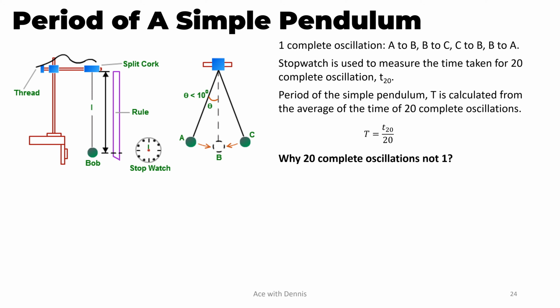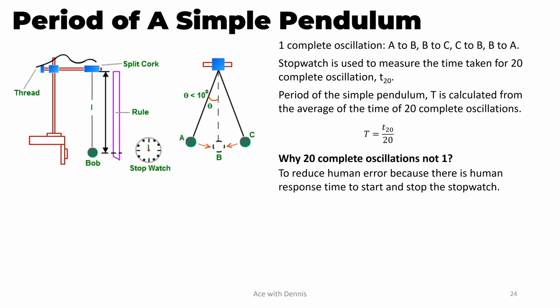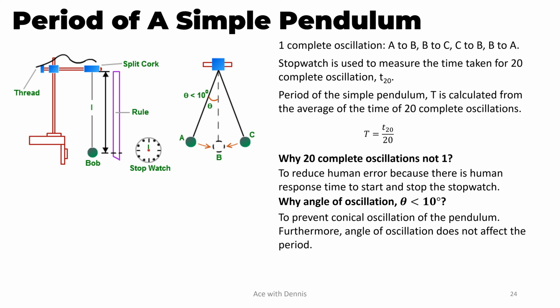Why do we take 20 complete oscillations, not 1? The reason is to reduce human error, because there is human response time to start and stop the stopwatch. Why is the angle of oscillation, theta, less than 10 degrees? To prevent conical oscillation of the pendulum. Furthermore, the angle of oscillation does not affect the period. So what is a conical pendulum? This diagram shows the conical pendulum, which is undesirable when conducting this experiment.